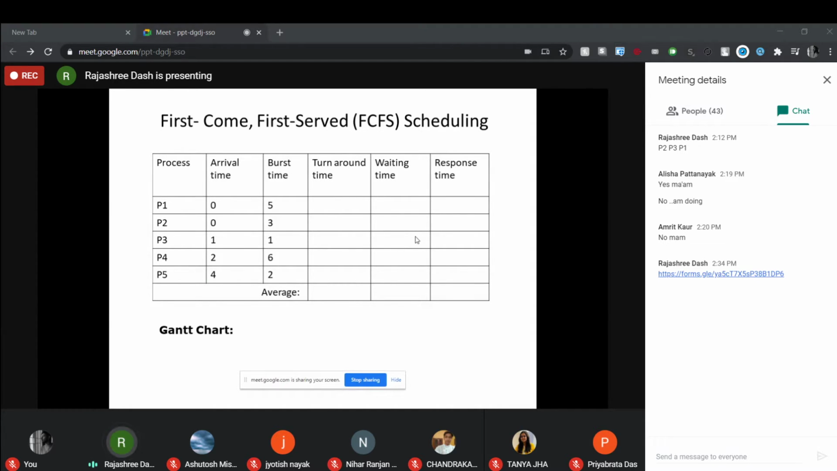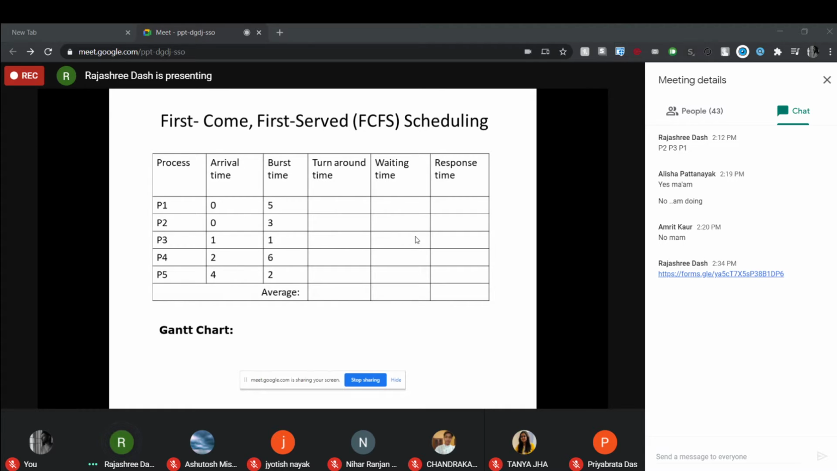So I think all of you have completed the quiz. Now come to this problem that also you have to solve using the first come first served scheduling. In the previous two questions that we have solved, we assumed the arrival time for all the processes are 0. But this is an example where different arrival times are given.